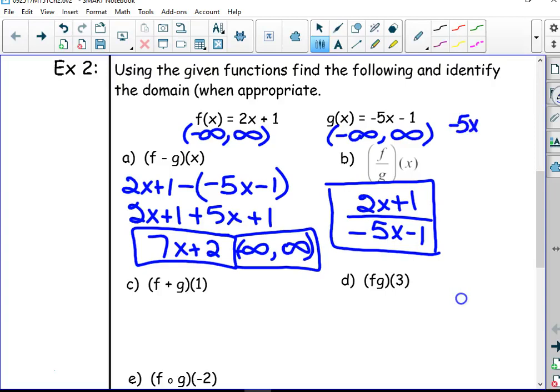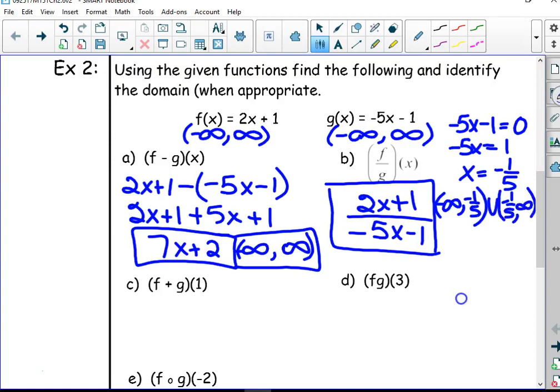I'm going to do a little calculation. Our problem would be if this -5x plus 1 is equal to 0, then we have division by 0, a domain restriction. So I'm going to subtract 1 from both sides and divide by -5. So all the x's work except for x equals 1/5. And the way we do that is -infinity to 1/5 union 1/5 to positive infinity. Running out of room. And so that's our domain.